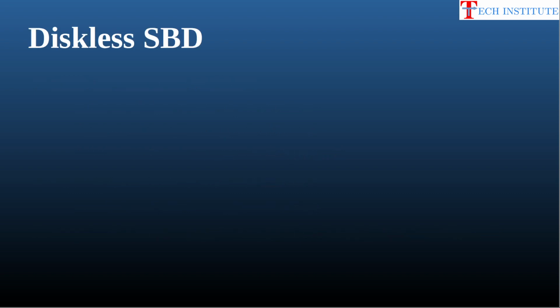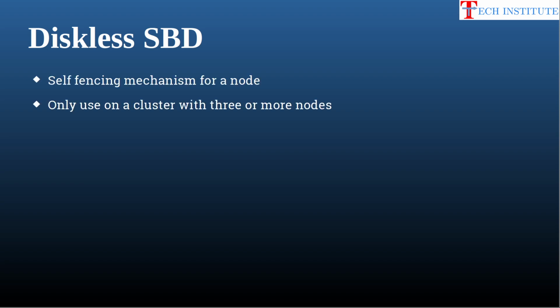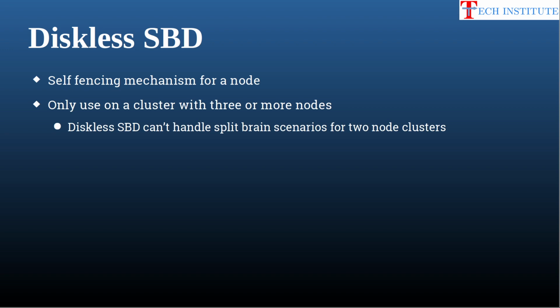Now we'll see the diskless SBD. Let's say you don't have a shared disk option, you can still configure SBD without a disk. This is a self-fencing mechanism for a node. Usually you use it on a cluster with 3 or more nodes. This diskless SBD cannot handle the split brain scenario for a 2 node cluster, so you have to have a minimum 3 node cluster to use this.